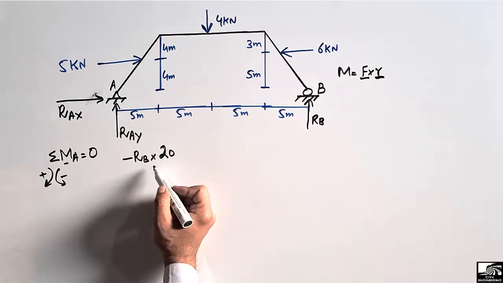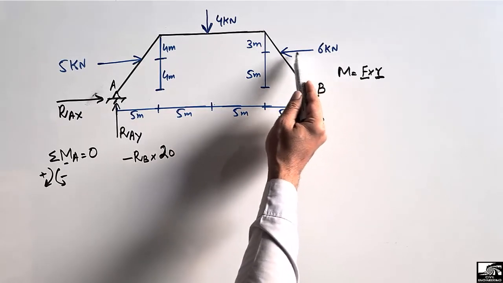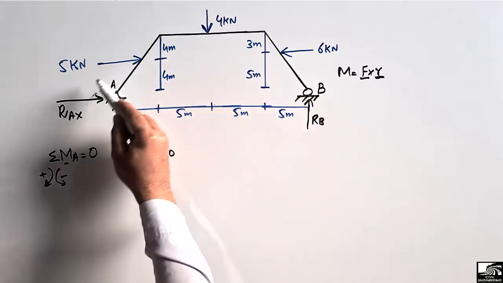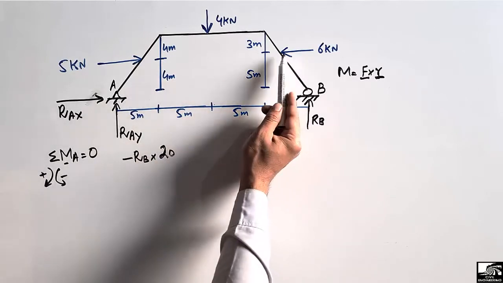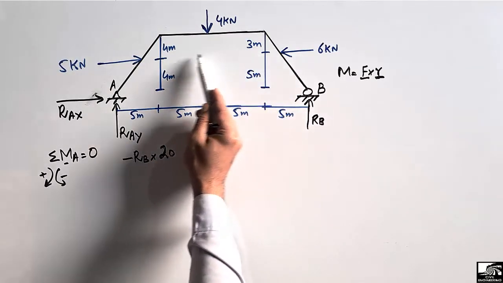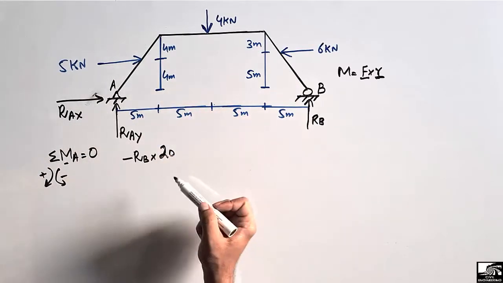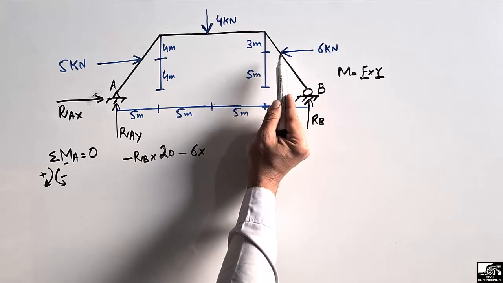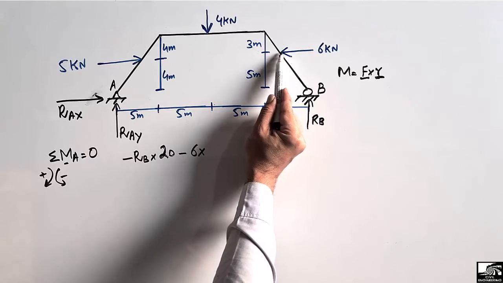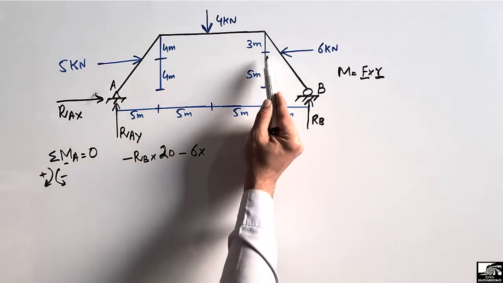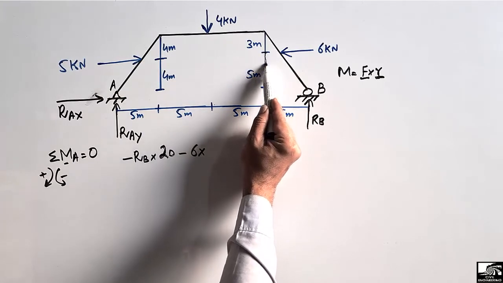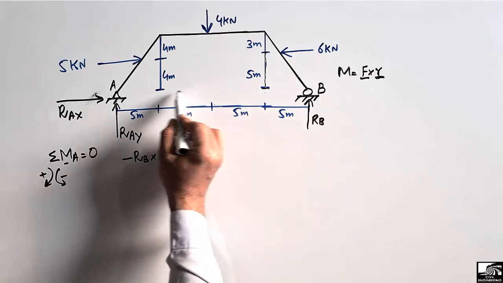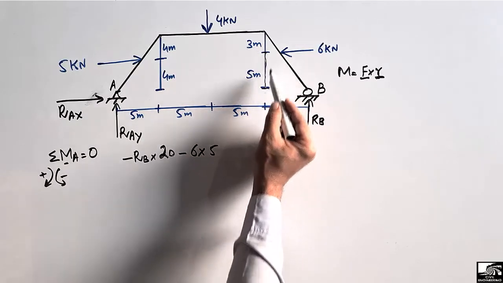The other force that creates moment is this 6 kN. It is also acting in the anti-clockwise direction, so it will create a moment in the anti-clockwise direction about point A. If you look at this force, it is acting in this way and will create an anti-clockwise moment about point A. So it will also be taken as negative. So minus 6 multiplied with the moment arm. The moment arm for this 6 kN is the vertical distance from this point up to point A, which is 5 meter, because this distance is the same as this A point.